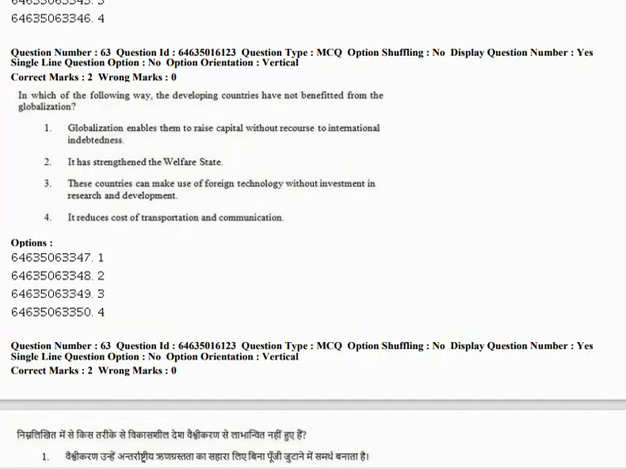Question number 63. In which of the following ways have developing countries not benefited from globalization? Globalization enables them to raise capital without resource indebtedness. This is correct. It has strengthened the welfare state. No, it has weakened the welfare state. These countries can make use of foreign technology without investment in research and development. Correct. It reduces cost of transportation and communication. This is also correct. Option number 2 will be the correct answer.